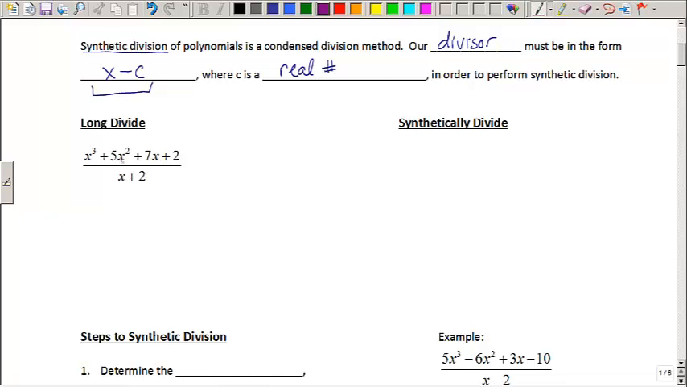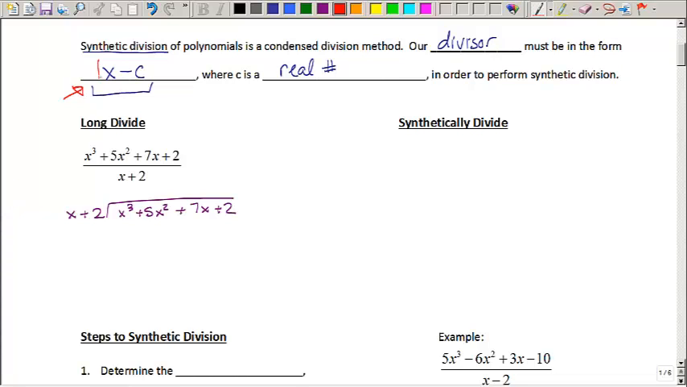x cubed plus 5x squared plus 7x plus 2 is my dividend, so it goes on the inside. And you're probably going to want to write small here. x plus 2 is my divisor. Notice that the x plus 2 is in the linear form, x minus c, where the leading coefficient is 1 and it's a linear term. So this will qualify for synthetic division.